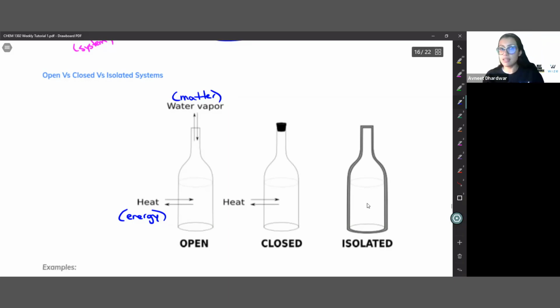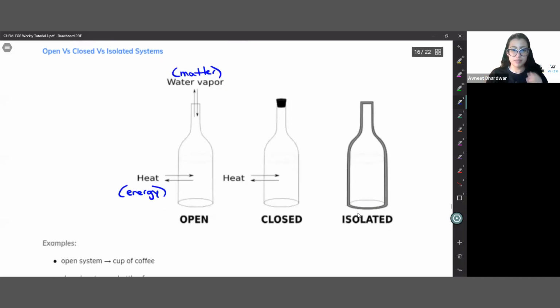And then an isolated system is like a theoretical, ideal type of system. And this isolated system is what we talk about when we talk about calorimeters, that's the type of system that they are. So it's like a perfect scenario where no energy can leave that isolated system. So there's no energy or matter that is in contact with that system. So everything is happening inside of that.